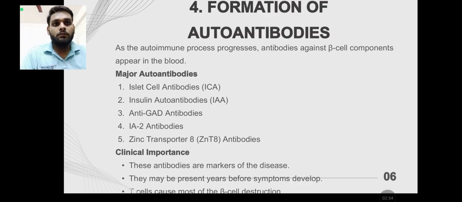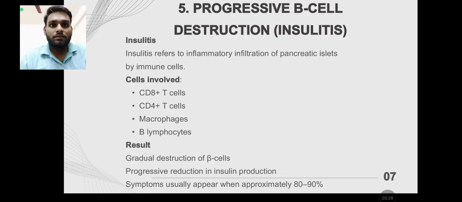And the fourth is the formation of autoantibodies. As the autoimmune process progresses, antibodies against beta cell components appear in the blood. The major autoantibodies are islet cell antibodies, insulin autoantibodies, anti-GAD antibodies, IA2 antibodies, and zinc transporter 8 antibodies. The clinical importance of these antibodies is that they are markers of the disease. They may be present years before the symptoms develop. T cells cause most of the beta cell destruction.